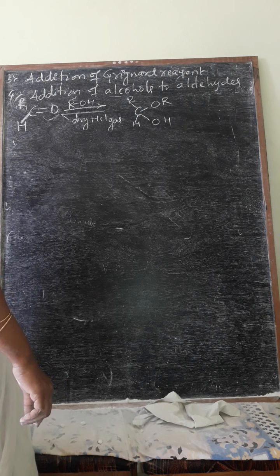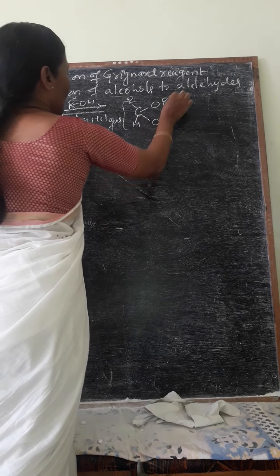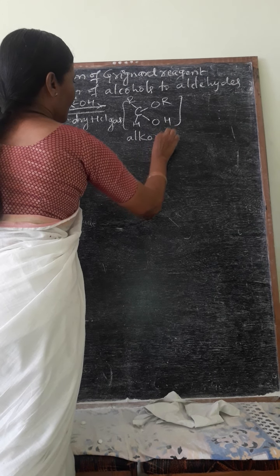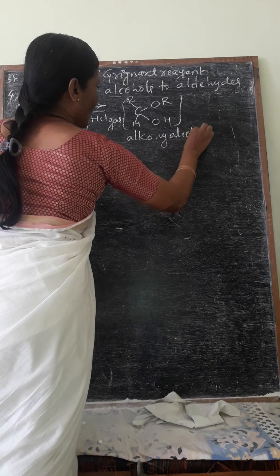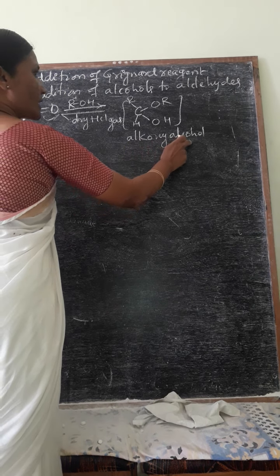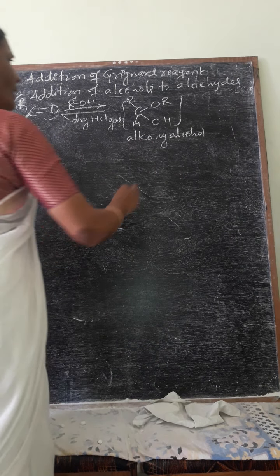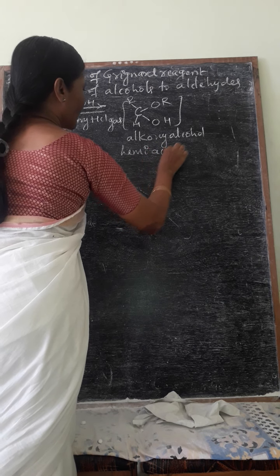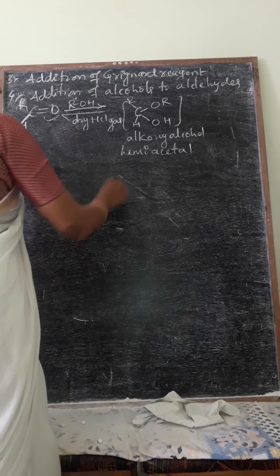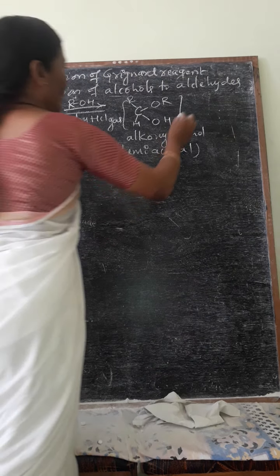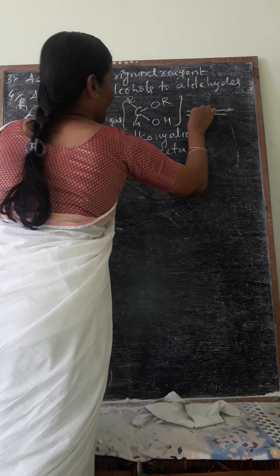We can represent this formula. This we call an intermediate. This is called as alkoxy alcohol, or it is called as hemiacetal. Hemiacetal. Okay. This is one step. Now I will take the same reaction carried out further.